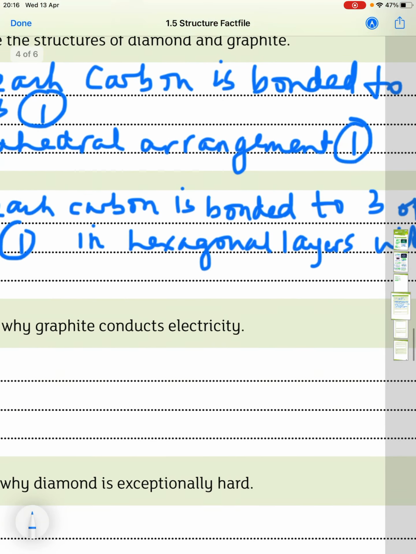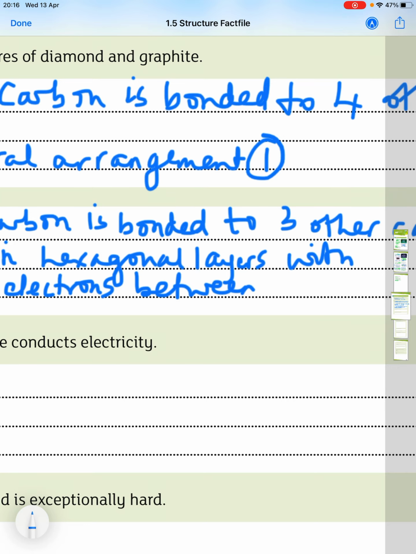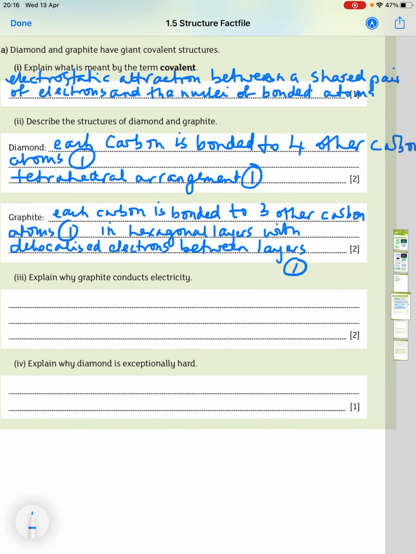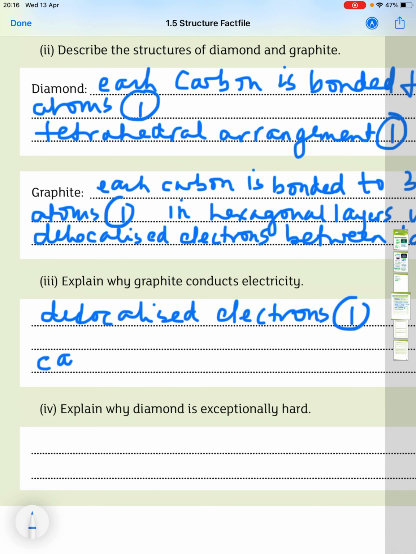And that there are delocalized electrons between the layers. That's your second mark there. Now, explain why graphite conducts electricity. Again, 2 marks for this. First mark is just simply for saying delocalized electrons. And then the second mark is for saying that they can move and carry charge.